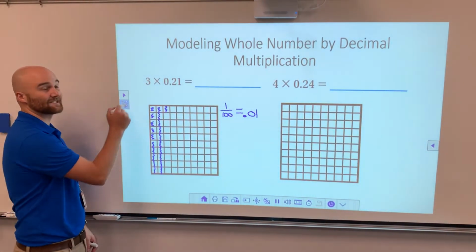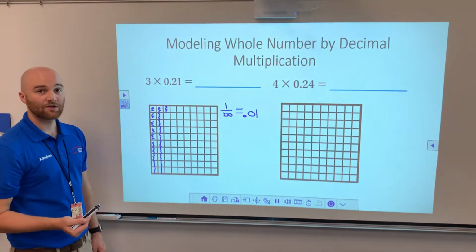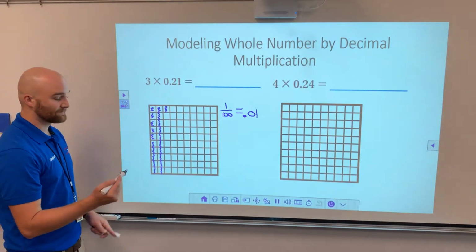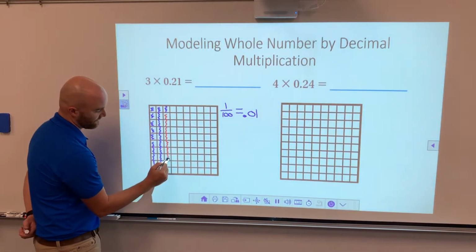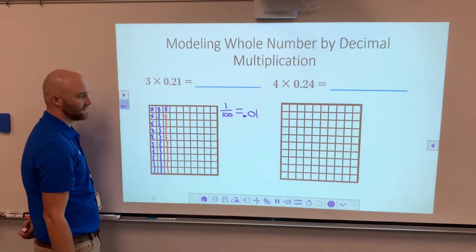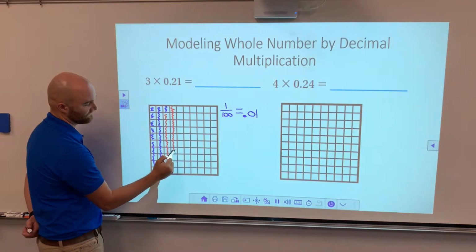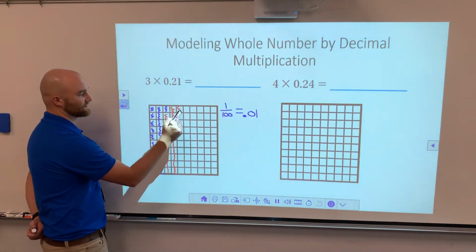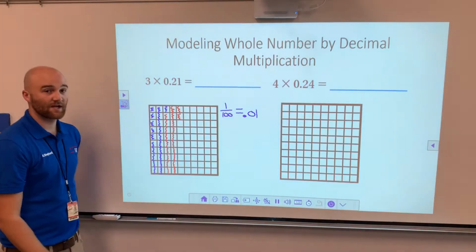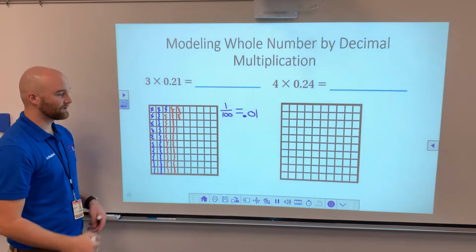Then, because it happens 3 times, I need to have 3 different colors. I need to do the same thing 3 times. So next I'm going to use red. 1, 2, 3, 4, 5, 6, 7, 8, 9, 10, 11, 12, 13, 14, 15, 16, 17, 18, 19, 20, 21. I've shaded in another 21 of those baby squares, this time with red.